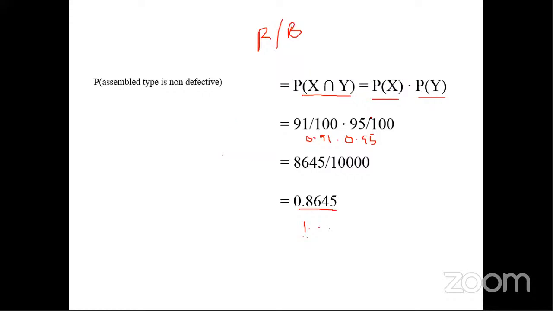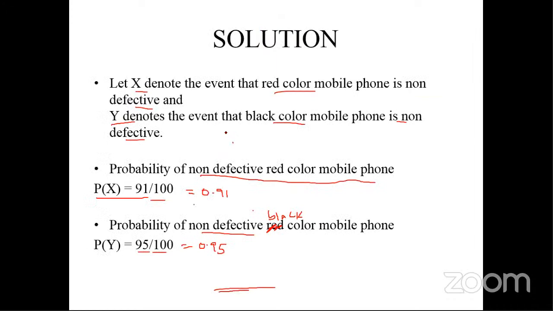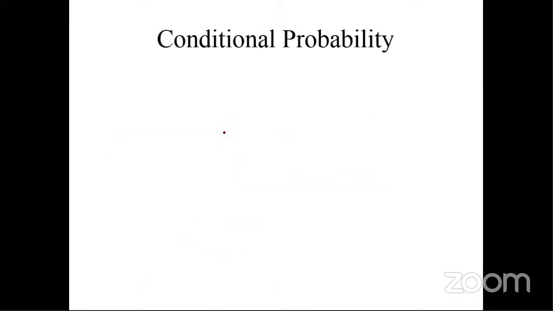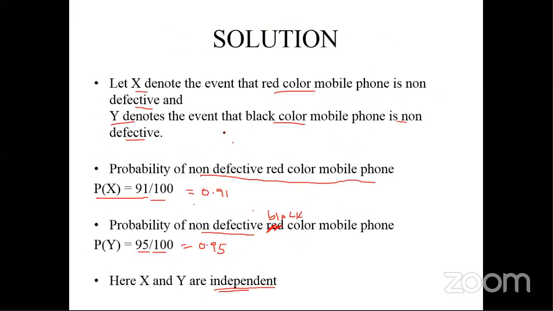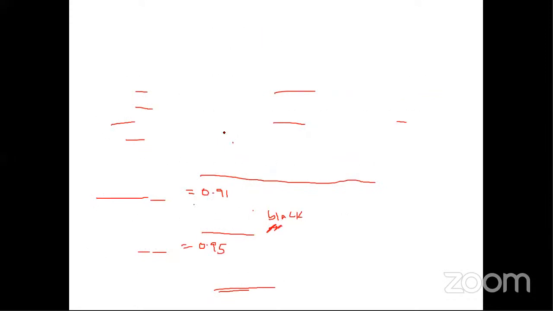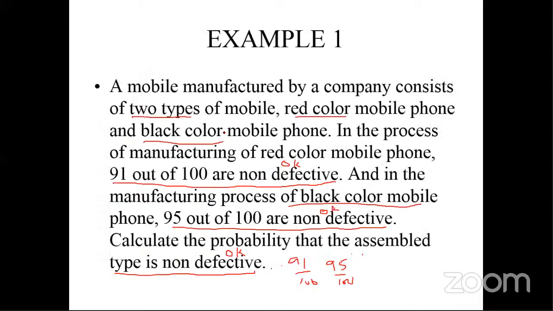So let's get back to our question here. We need to understand the question first. Let's look at the second question. Maybe the second one will help. So how do you tell that the event is independent? We talk about the event being independent when we do not have the intersection.